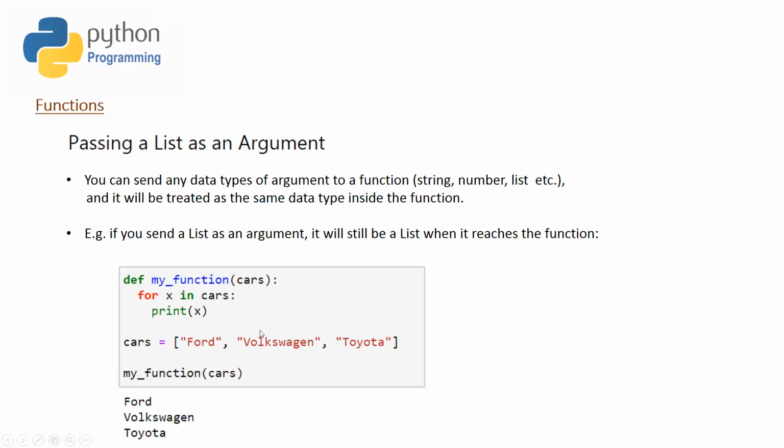For example, if you send a list inside a function as an argument, it will still be a list when it reaches the function. For example, here inside this function, I pass this list, and then when I iterate through the list, each element of the list will be printed. That means the function will treat the list as the same as its declaration.